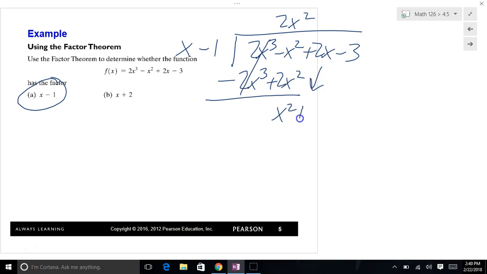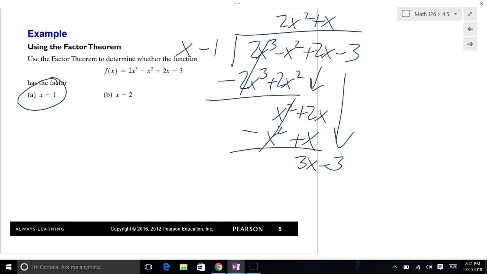Bring down that 2x. Now I'm matching the x squared. What times x gives me x squared? Positive x does. X times x, x squared. X times negative 1, negative x. Don't forget to change those signs. Bring down that minus 3. What times x gives me 3x? 3 does. So 3 times x, 3x. 3 times negative 1, negative 3. Don't forget to change your signs. Hey, look at that. Remainder 0.